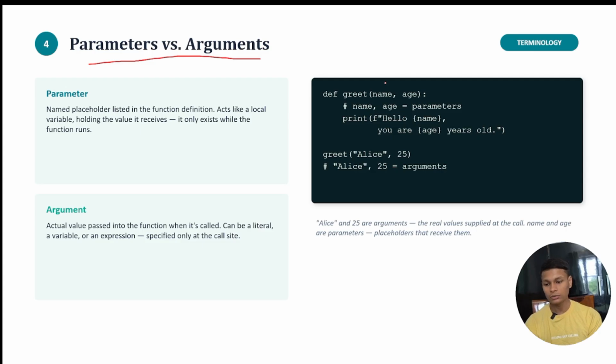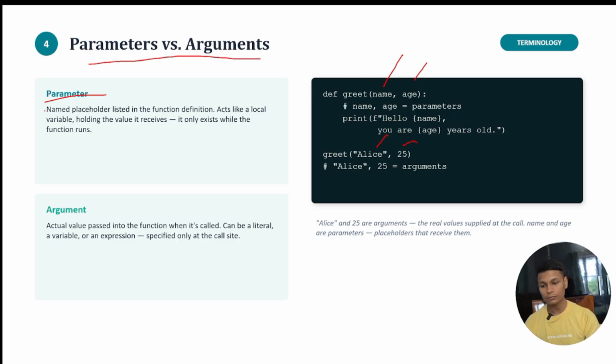In simple words, this and this part is the parameter, and if I pass a value from outside, it will be the argument. Here you can see that Alice and 25 are the arguments. Here you can see that the definition was also there. At first was the parameter, and after that the argument.